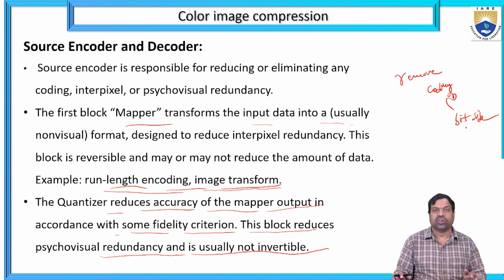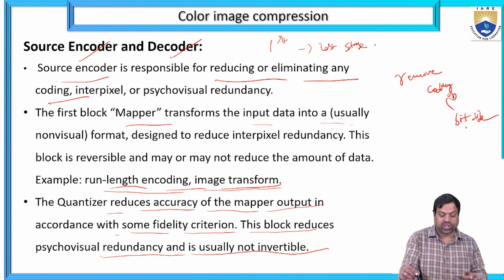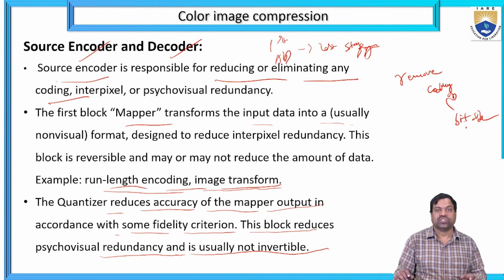So what do the source encoder and decoder mean? The source encoder is responsible for reducing or eliminating the coding redundancy of the image. The first stage and last stage play a very important role, because the first stage is A to D and the last stage is D to A. In the mapper, run length coding and image transformations play the major role in the source encoder and decoder. The quantizer reduces the accuracy of the mapper output in accordance with some fidelity criteria. This block reduces visual redundancy and is usually not invertible.